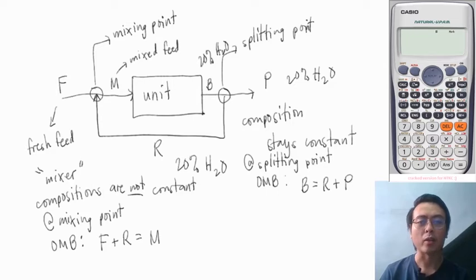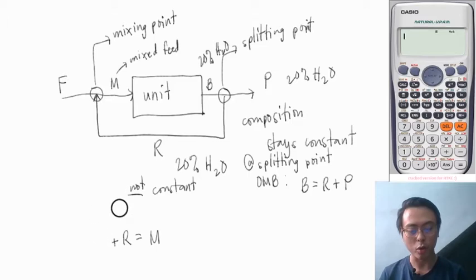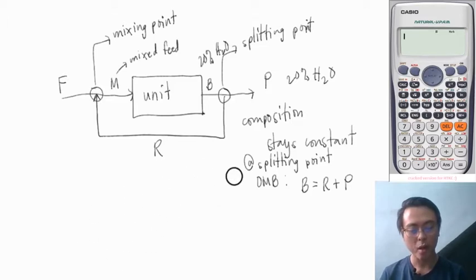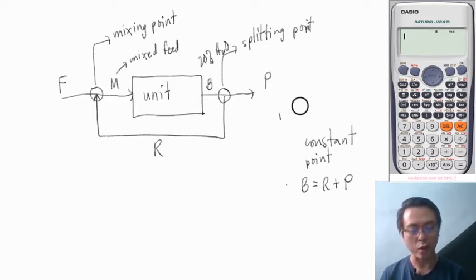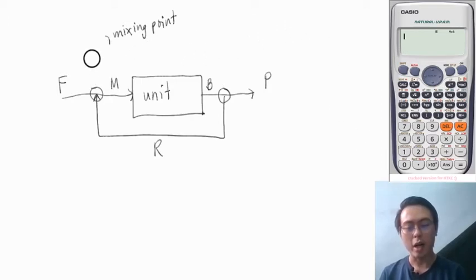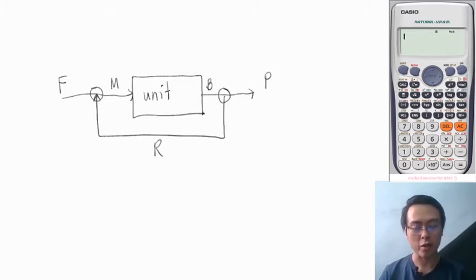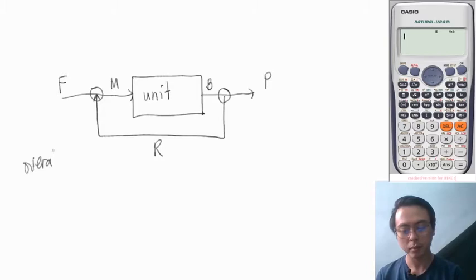Now, in terms of what boundaries can we set for a recycle problem? So let me first erase some things. So do not forget how to draw a recycle diagram. Also, do not forget the functions of the splitting points and the mixing points. Okay, how do we set boundaries for these types of problems? We have the first type of boundary, the overall boundary. Let's denote this with red.